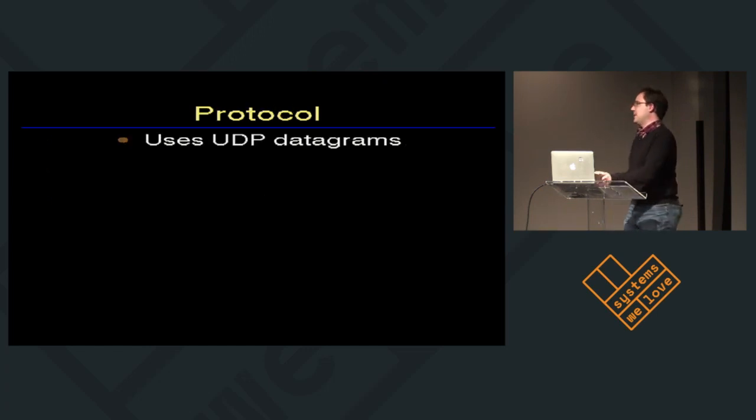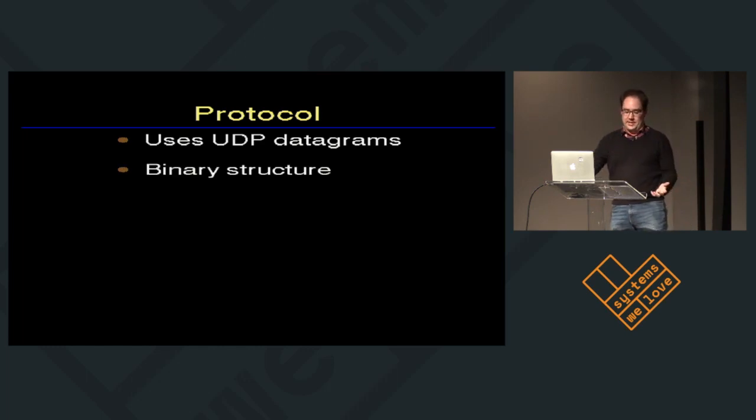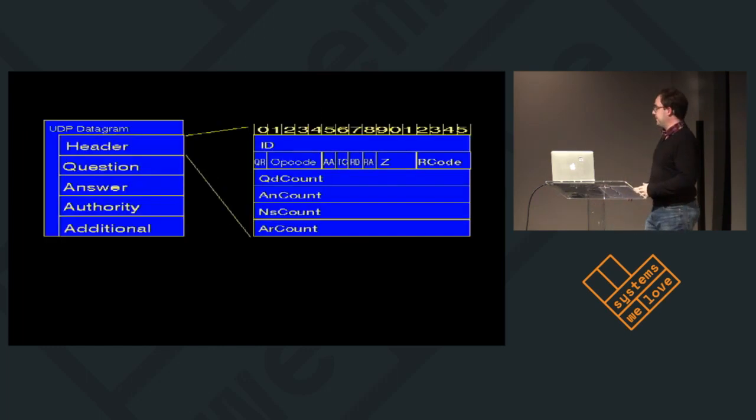All right, so let's have a quick look through the actual protocol itself. So the DNS protocol that they proposed in their memo in 1983 uses UDP datagrams, and it's a binary structure inside the datagram. It looks a little bit like this. So there's a header at the front of the datagram, followed by four sections. The four sections are question, answer, authority, and additional on the left here.